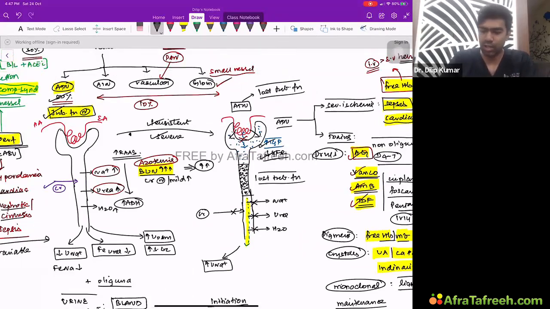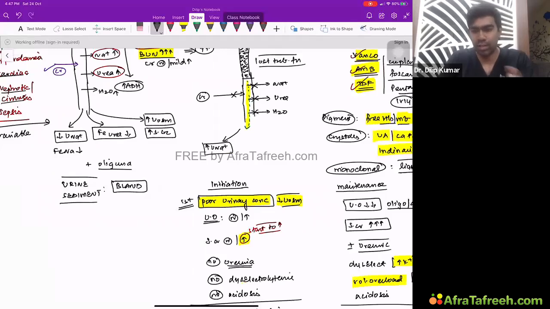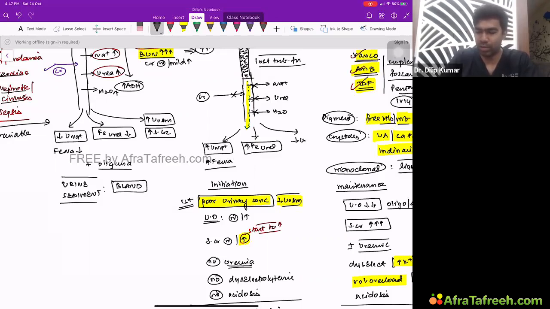But whatever minimal urine is coming out, whatever urine is going through these damaged tubules, that small urine will also have high urinary sodium, and a high fractional excretion of sodium. And of course, a high fractional excretion of urea. And of course, a low urine osmolality because they cannot absorb water. And a low specific gravity.